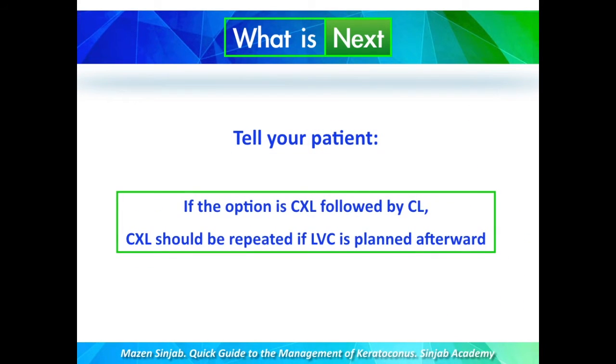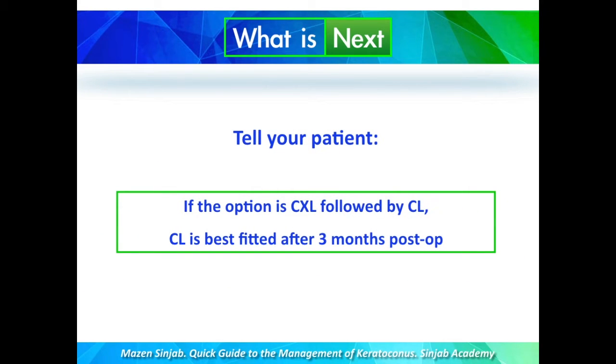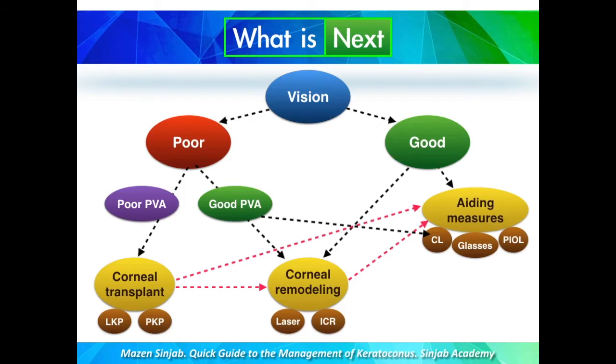Tell your patient if the option is corneal cross-linking followed by contact lenses, corneal cross-linking should be repeated if laser vision correction is planned afterward. Tell your patient if the option is corneal cross-linking followed by contact lenses, they are best fitted after 3 months post corneal cross-linking.